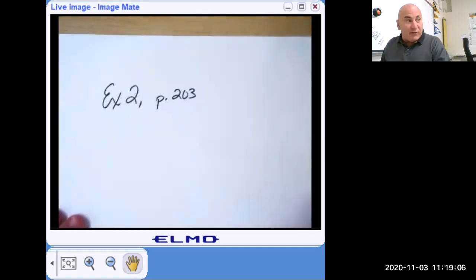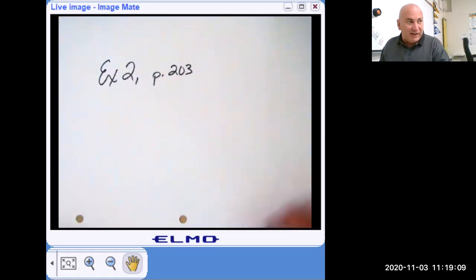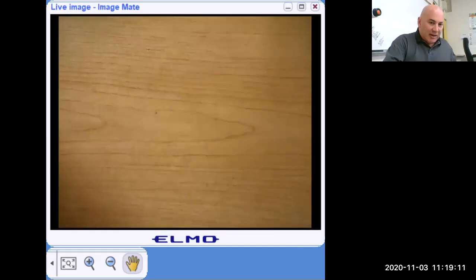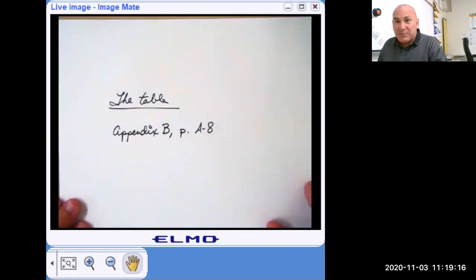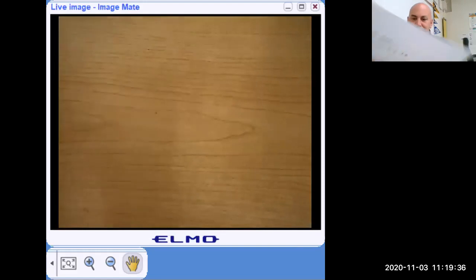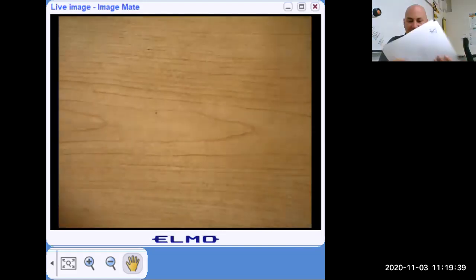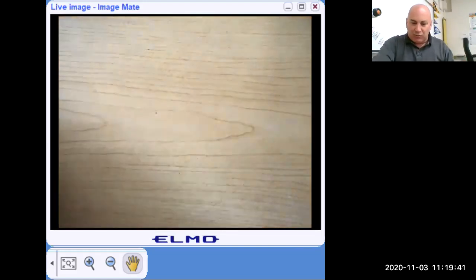So we will go over example 2 on page 203 in class. And there's also a table, Appendix B, page A8 of our current textbook. We'll go over how to read that. That's so that you don't have to run the calculations. It just says, if you know what the probability of success is, you know the number of trials, and you know the number of successes that you're looking for, it'll give you the probability. So we have a couple of things to go over in actual class.